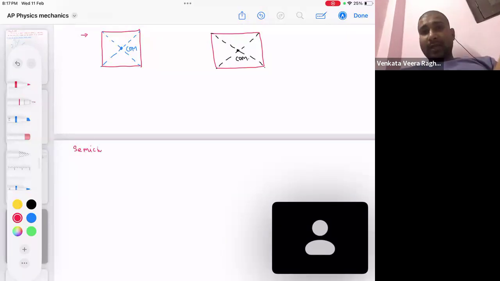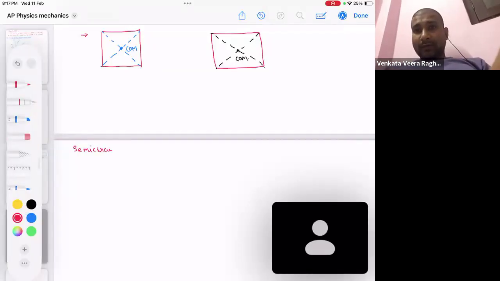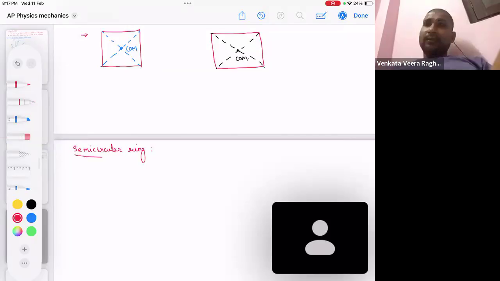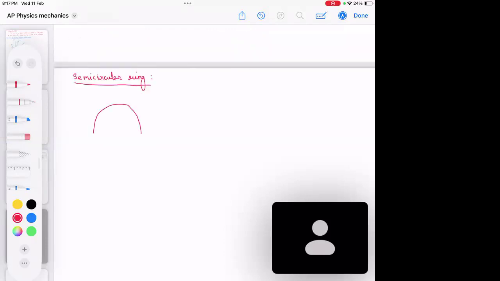So for a semicircular ring, where is the center of mass? Can you tell me? Where is the center of mass of a semicircular ring? 2R by pi. This is the center of the semicircular ring, and if you want to calculate it, the center of mass will come at 2r by pi from the geometrical center.